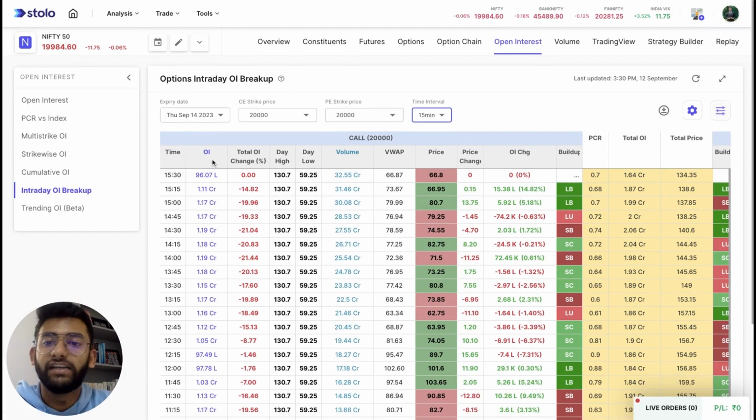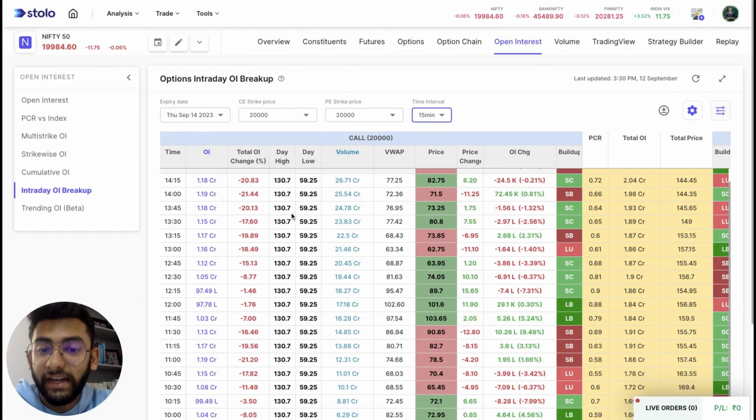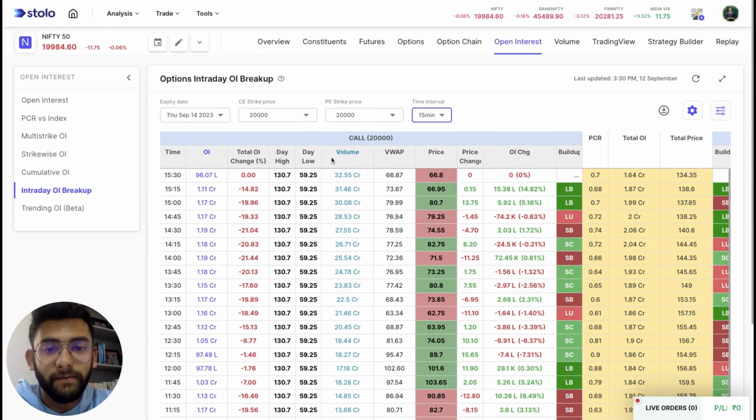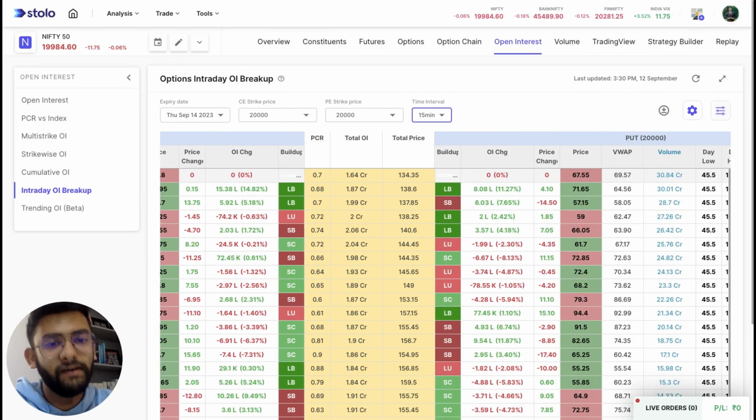So in terms of that, similarly, you get your OI, your OI change, you have your day high, day low, your volume, your VWAP data, your live current price, your price change, and build up data, right? And similarly, you have your PCR data, and same for the put side as well. So once you've selected your strike to trade with, to go deeper into how that specific strike is moving, you can check your intraday OI breakup, right?